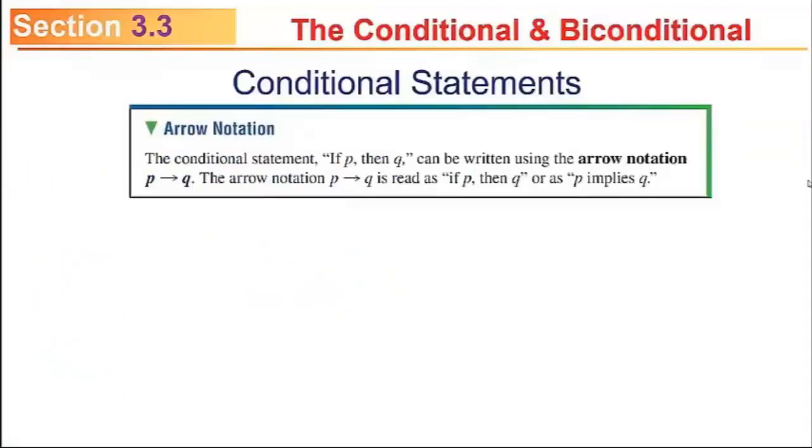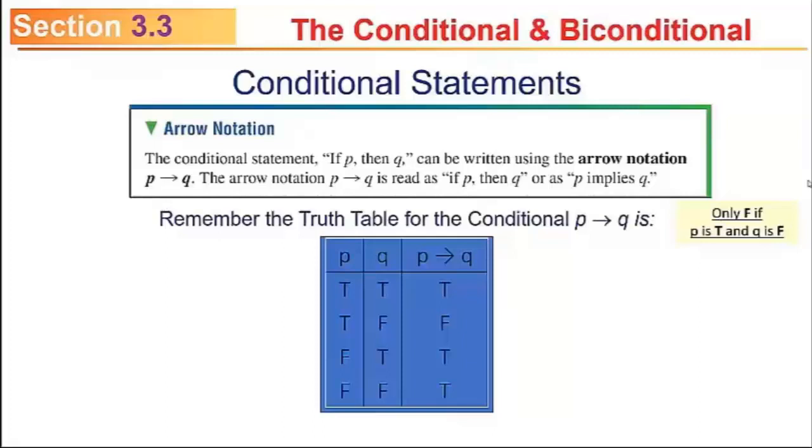This is just a summary now of what we've said. Sometimes that right pointing arrow is referred to as the arrow notation, but otherwise that is just a statement of what we've already said. The conditional statement, if P then Q, can be written using the arrow notation as P, right pointing arrow, Q. The arrow notation is read if P then Q or P implies Q.